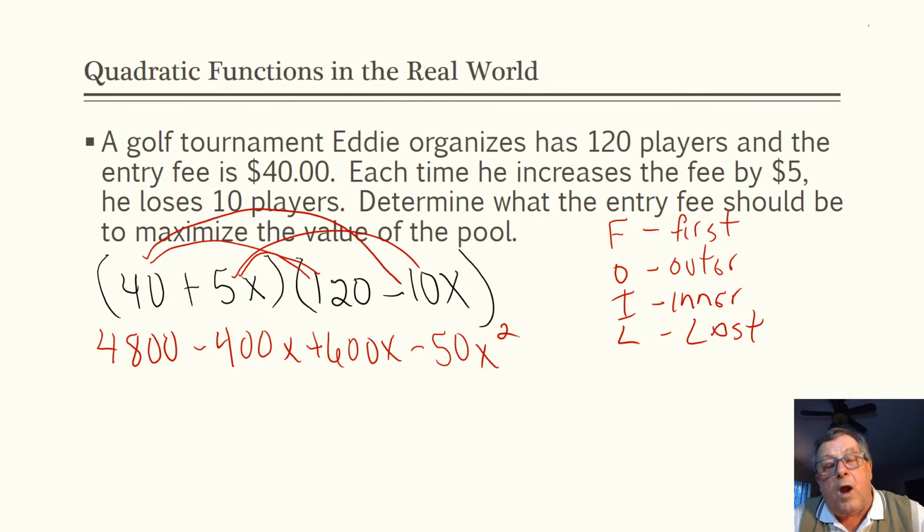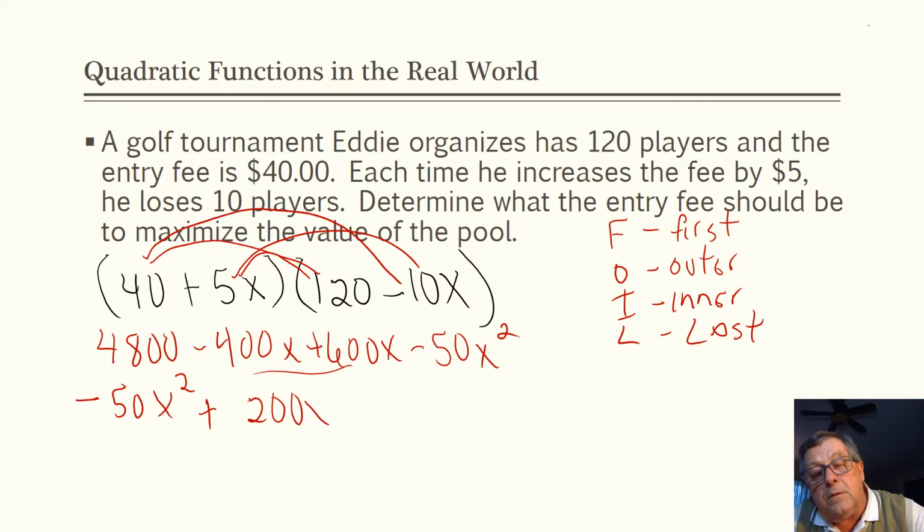Now I'm going to rewrite this in more of a general form. So I'm just going to switch this around to negative 50x squared plus, combine these like terms right here. So positive 600x minus 400x is going to give me 200x plus 4,800.